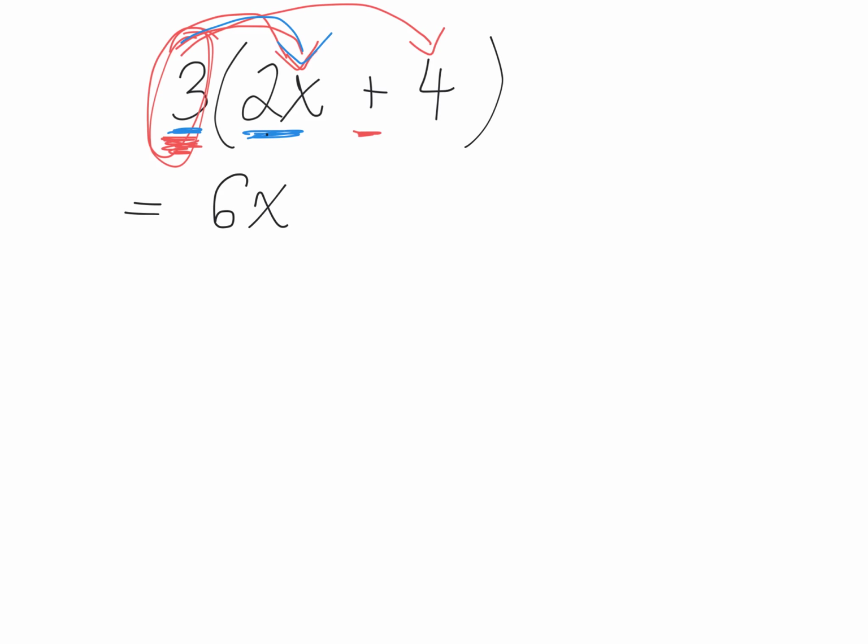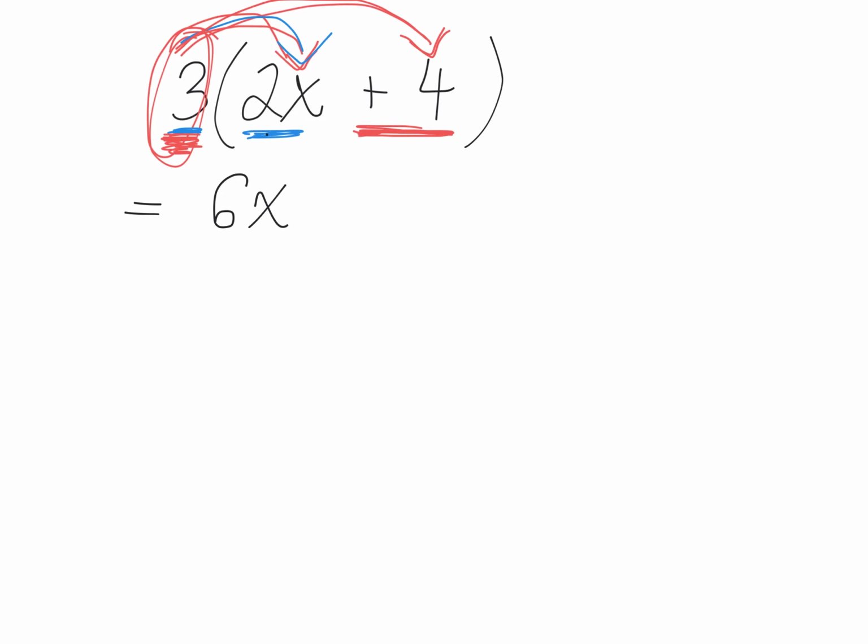Now I need to take 3 because it's outside the bracket. Whenever you have a number in front of a bracket, you have to distribute. This is called distributive law. Distribute that over everything inside the bracket. So what's the second term inside the bracket? Positive 4. Don't forget to include the sign.